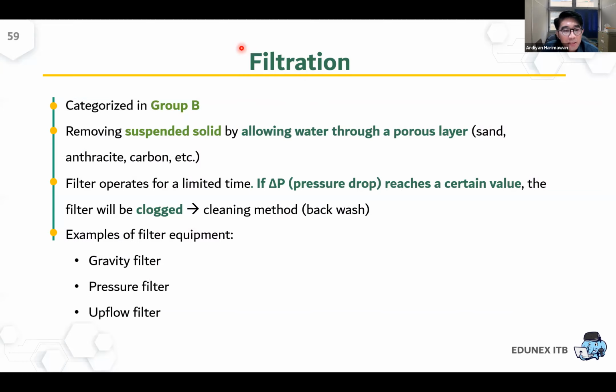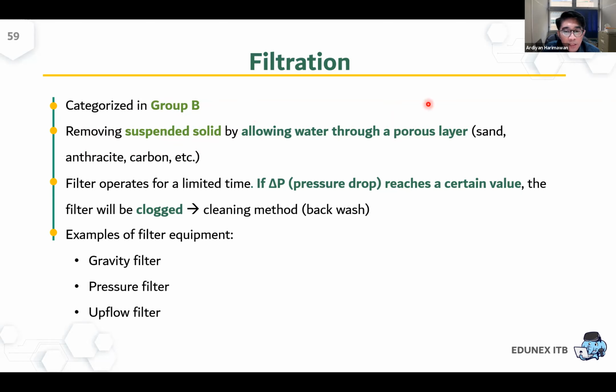With this process. Filtration is still categorized as the external treatment for the water treatment process, and it is in group B. The function, I think you already know, is that filtration is used to remove suspended solids. So the water containing suspended solids will flow to the filter. It goes to the porous layer.